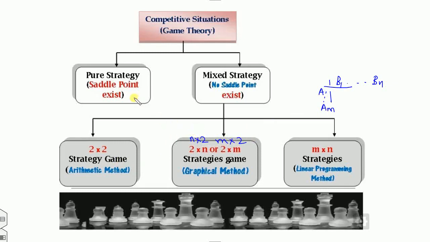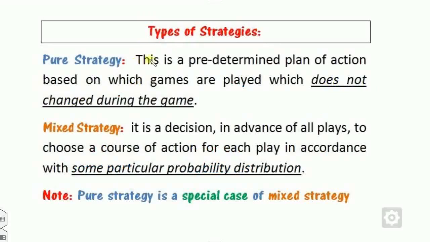So there are five methods which we cover in this course of game theory. The first is the saddle point. When the saddle point does not exist, then there are the arithmetic method, the graphical method, and the linear programming method. We will discuss them one by one in each video. Right now we are discussing this one.